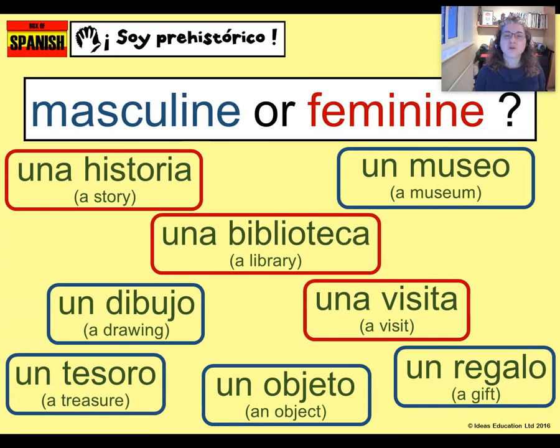So we've sorted those new words into masculine and feminine by looking for the clues. We've looked for the un or una, the word for a, in front. And we've also looked at the letters on the end. Is there an o on the end for masculine? Is there an a on the end for feminine? Now, what you need to remember is we're not really saying, for example, that a present is a boy. We're not saying it's masculine like that. We're just saying it belongs to this group of words called masculine words, and they behave in a certain way, particularly when we come to describing them.